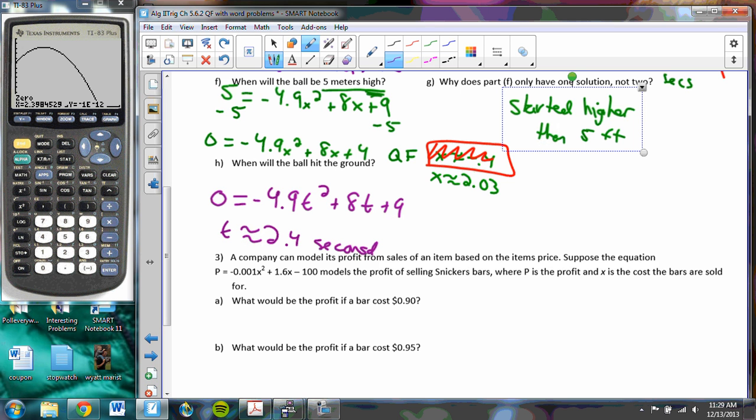All right, is there any question about that? Good. It's nothing new. It's vertices, I guess I should say. Quadratic formulas, plugging things in for x, plugging things in for y.